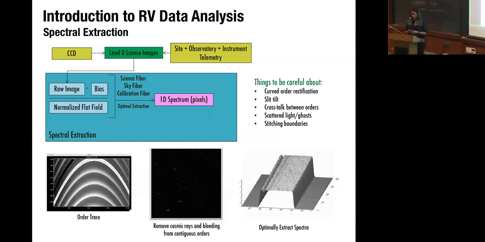There's also crosstalk between orders. This is really bad because you have a laser frequency comb and your star, and a little bit of light from one fiber leaks into the other fiber. So underlying your star spectrum is a really faint laser frequency comb spectrum. So you want to try and correct for that as well. You want to minimize scattered light and ghosts, but you also want to do things like take out cosmic rays. That's a thing you do even in non-precision astronomy. And so the way we do this is to do an optimal extraction, which basically means you look at the profile of the order in this space, map it out, and then extract a nice clean spectrum without bad pixels or cosmic rays.